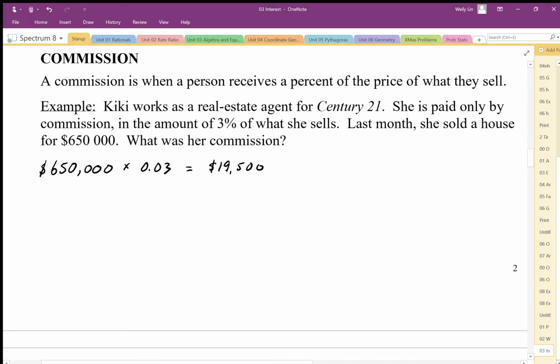So selling one house for $650,000, this person can earn $19,500. This is how commission works. It's a percentage or proportion or fraction of the value of something they sell.